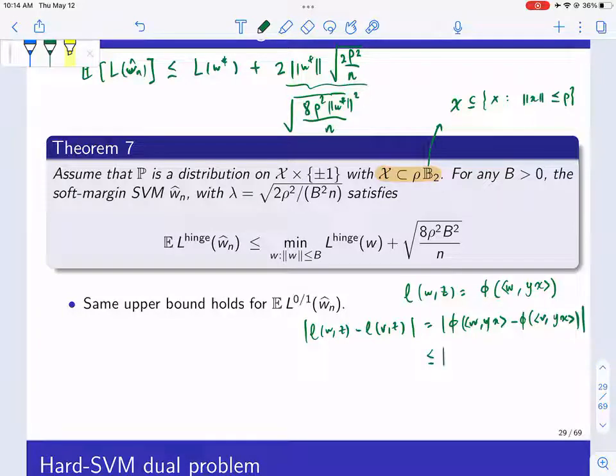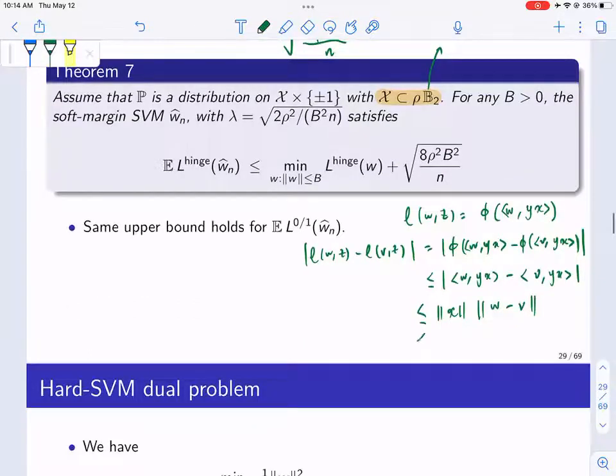Okay, so we get W Y X minus V Y X. And this is, by Cauchy-Schwarz, norm Y X, which is norm X, times norm W minus V. So if I bound the norm of X to be rho, then this is the hinge loss applied to a linear function, a composition, and that would be rho Lipschitz. So it satisfies the assumption that we have, and then I would get a bound like this.